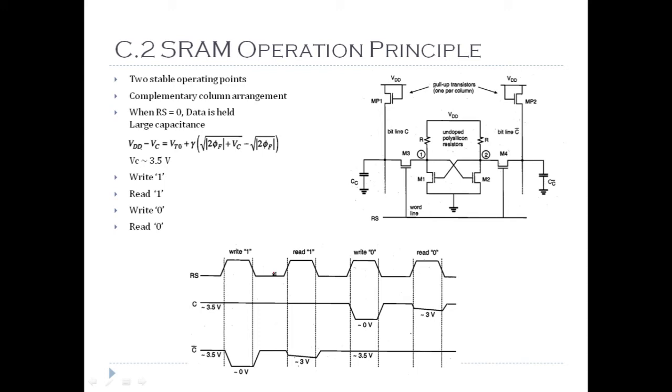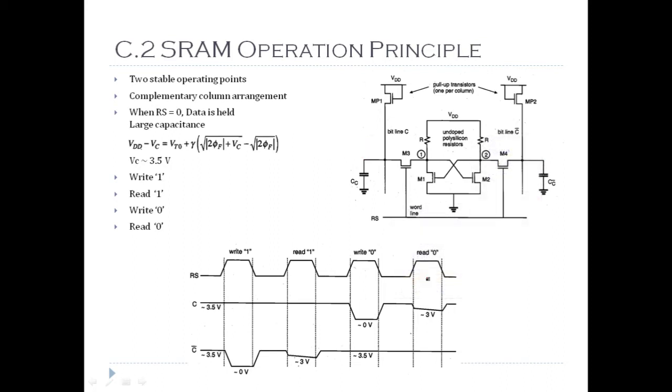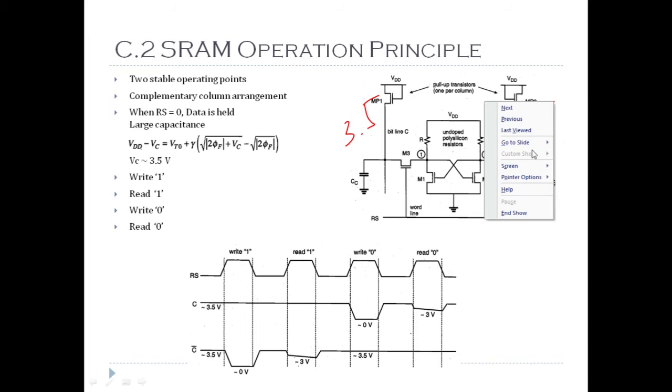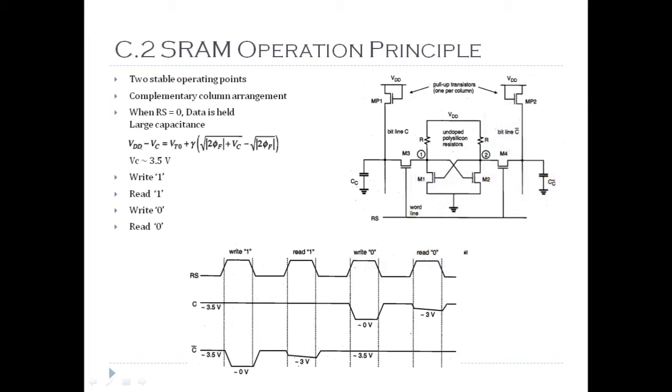Now after a read or write operation, one of the column lines is pulled low. So we have to bring it back to its original position, where the value of both lines is 3.5 volt. And for that, we have to do something called equalization. So this equalization must be carried out.